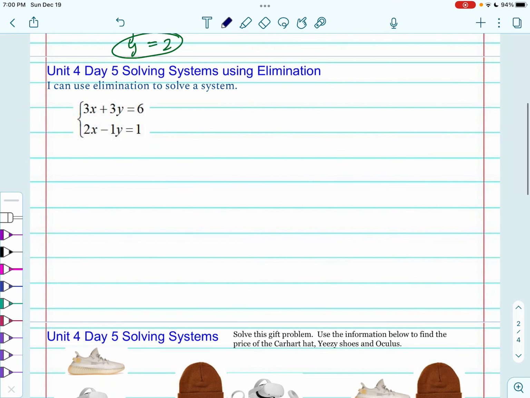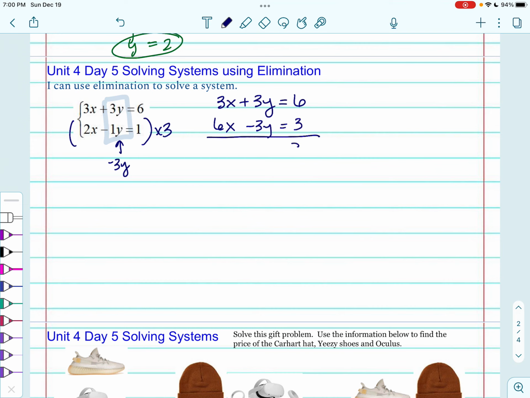All right, so for my next example, the same type of thing happens where I look and I don't have anything that multiplies, but I'm going to choose what's easiest for me, and it looks like it's right here. I want to make this into -3. So I'm going to multiply everything times 3. So I'm going to 3x plus 3y, copy this one over, and then multiply by 3. So I have 6x minus 3y equals 3. Add down. I get 9x equals 9. So x equals 1.